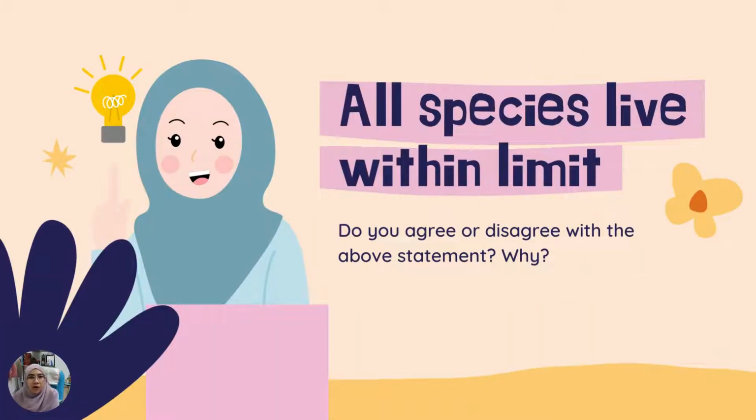Do you know that all species live within limit? A variety of factors can affect the number of organisms in a population. Sometimes one factor, known as a limiting factor, is more important in regulating population growth than other factors.